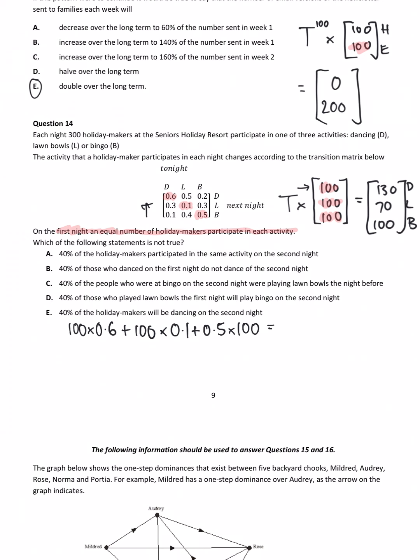So this will give us the total number of people that stayed in their activity for the next night, and that equals 120. What the question's asking is whether 40% of the holiday makers participated in the same activity on the second night. So of our 300 people, 120 will stay. To find that as a percentage, you do 120 on the total, times by 100 just to get the percentage.